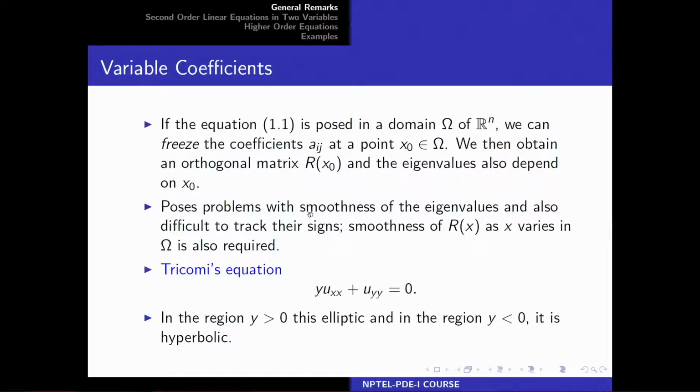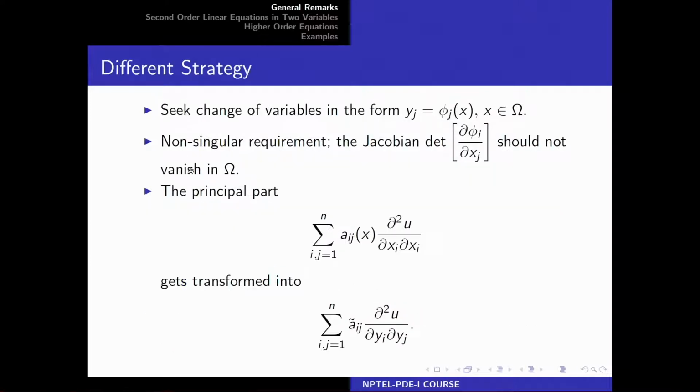So, the type changes, and these are more difficult problems to deal with. We cannot possibly approach this classification problem of variable coefficient equations through linear algebra. That is the message I want to drive at: using the usual linear algebra is not possible to classify equations with variable coefficients. Then what will we do? We will seek another, a different strategy.